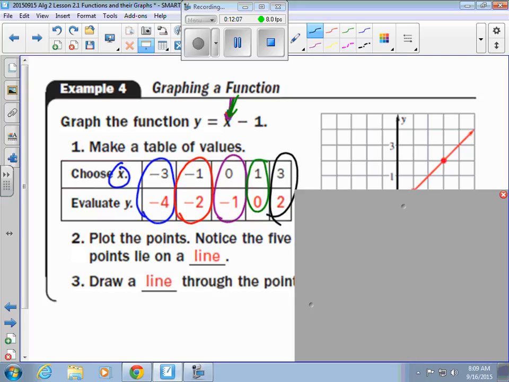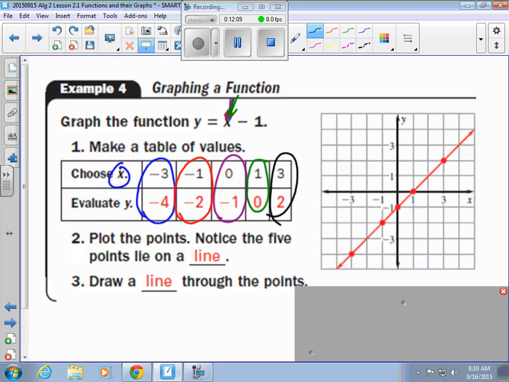We can graph -3, -4, which would be here. We can graph -1, -2 here. We can graph 0, -1 there. We can graph 1, 0 there. And then finally, we can graph 3, 2 there. And you can see the straight line pattern right there. It says plot the points. Notice the 5 points are in a line, and then draw a line through the points. Very simple. And again, this was the first way you learned how to graph a linear equation.